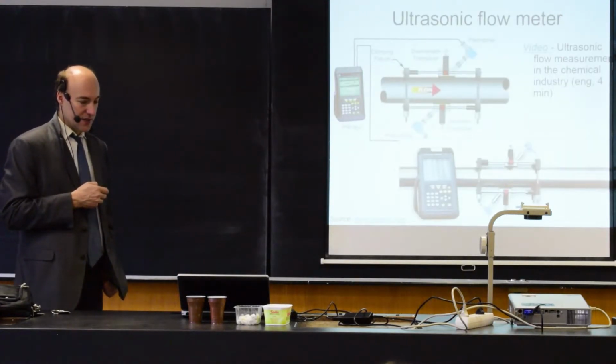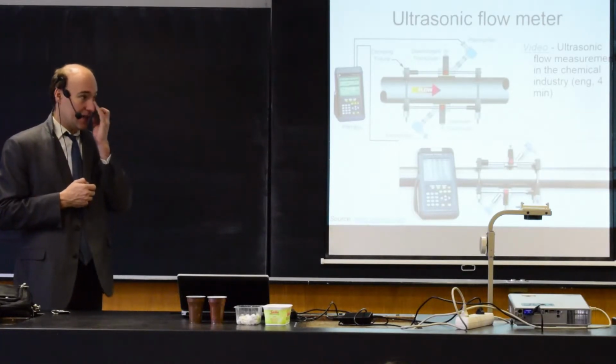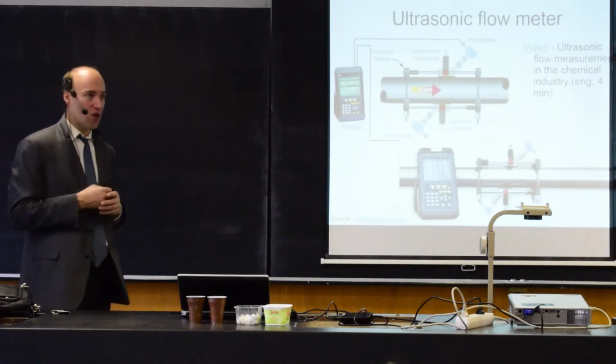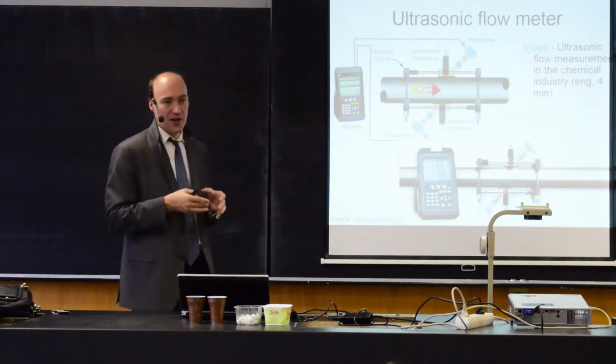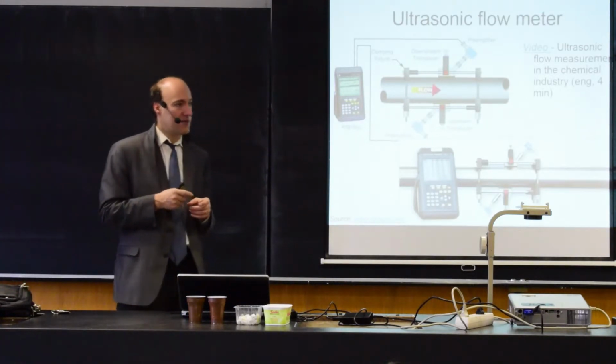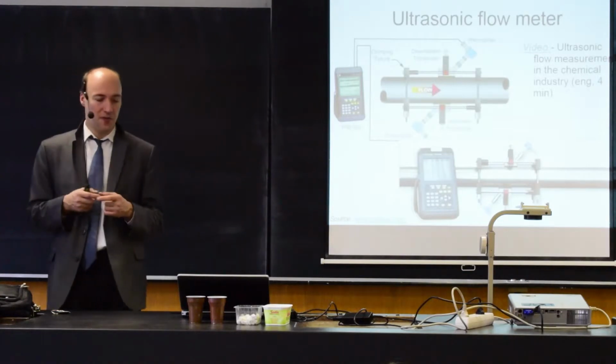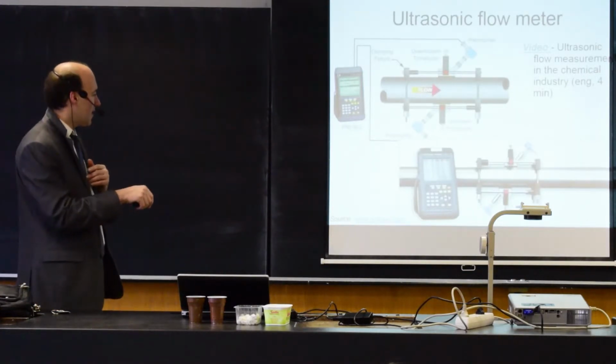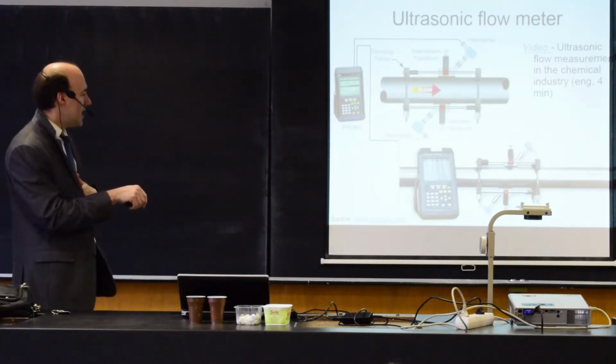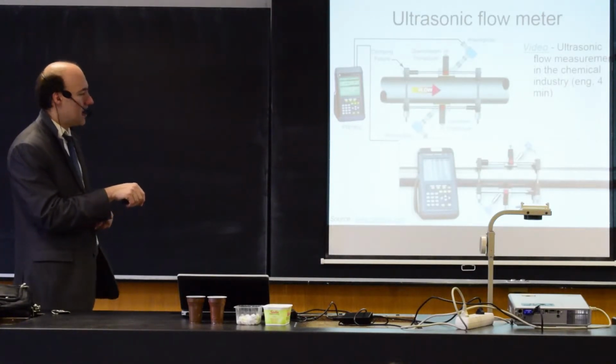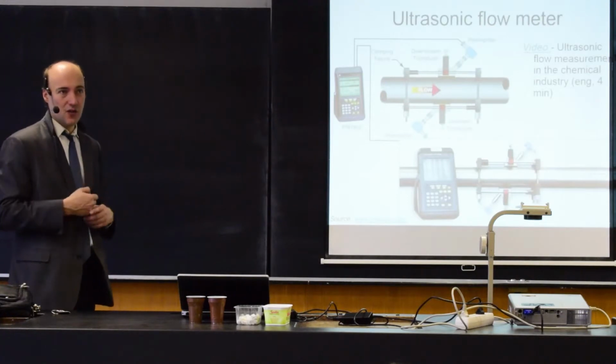And we have seen in the video that you don't need to install the sensors directly in the pipe, so that it can be clamped on from the outside of the pipe. So then it typically looks like this. So here you see transmitter plus receiver clamped on from the outside on the pipe.